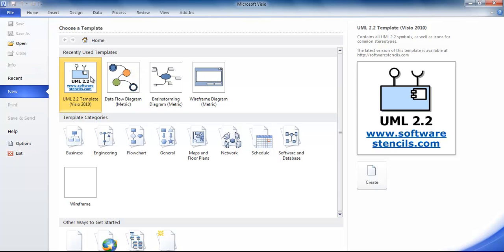You can see this is a UML 2.2 stencil. You can download it from www.softwarestencils.com. This is a template stencil for Visio 2010 that you can get from www.softwarestencils.com, and you can use it in your Visio 2010. Okay, so I just double click it. It is UML 2.2.